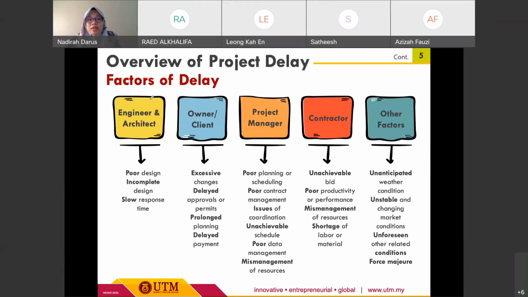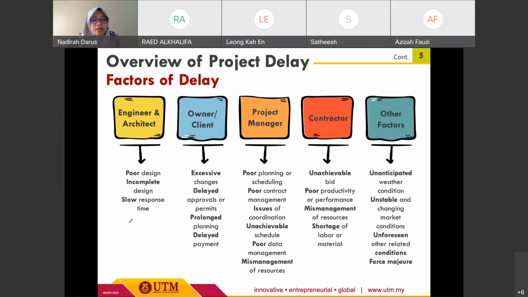So in terms of research, there are so many studies that have been or are being conducted by researchers in proposing the most appropriate method in dealing with the delay itself, right? Since delay will affect the project, we need to properly manage the project. At the end, we can avoid or reduce the delay issues, right? Okay, back again to the factors of delay.